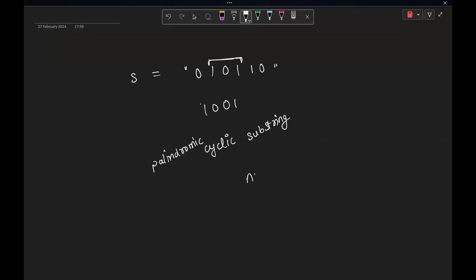And we have to tell that Alice will play first, then Bob will have the turn, then Alice, then Bob, and so on. And we have to tell who will win the game. Who will win?